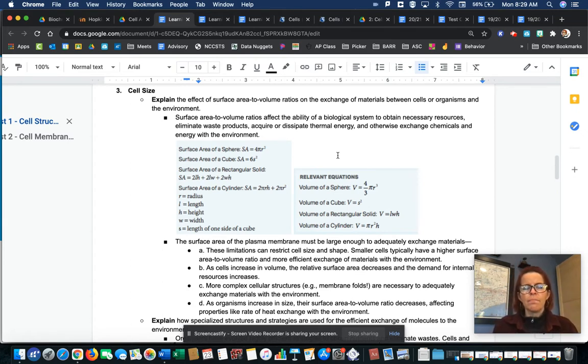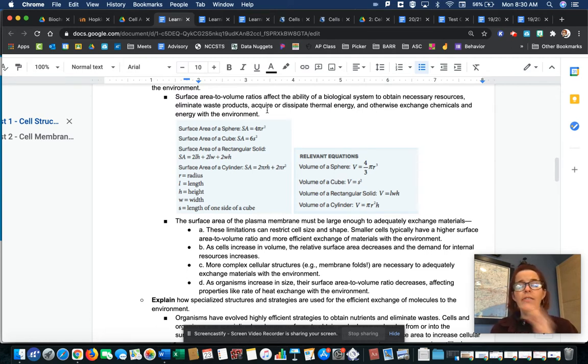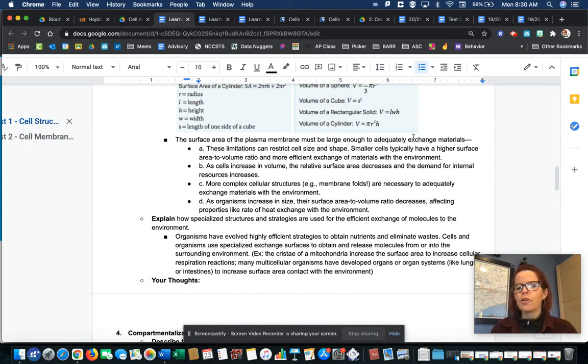That's just one example. So looking at this bullet point, surface area to volume ratios affect the ability to obtain necessary resources, to eliminate waste products, acquire or dissipate thermal energy. So a small cell cools down faster and heats up faster, and otherwise exchange chemicals and energy with the environment. The surface, and these are the equations, and you'll be given these equations on my test or on a test in the future. Okay, so the surface area of the plasma membrane must be large enough to adequately exchange materials. These limitations can restrict cell size and shape.